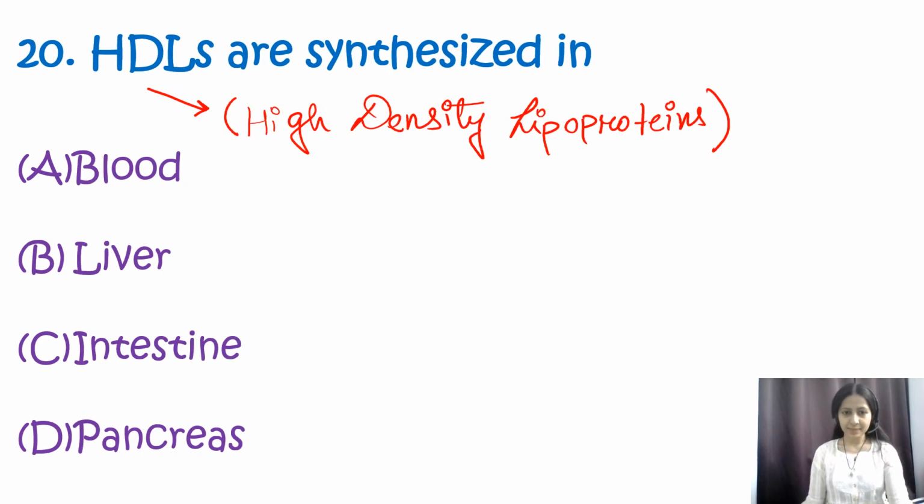Next, question number 20. HDLs are synthesized in, options are blood, liver, intestine, and pancreas. So over here my correct option will be B, that is liver. HDL stands for high density lipoprotein, and it is synthesized in the liver. The liver is the main organ responsible for the synthesis of HDL particles, and HDL plays a crucial role in the transportation of cholesterol from the peripheral tissues back to the liver, where it can be metabolized or excreted from the body. So my correct option will be liver.